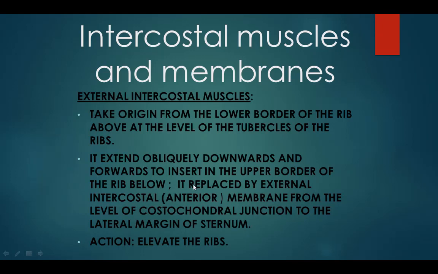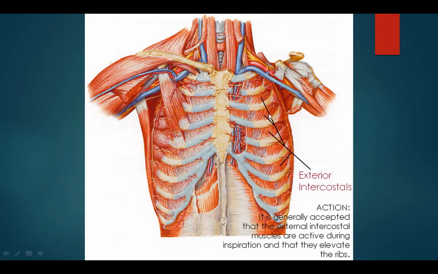It's replaced anteriorly by the external intercostal membrane. So it doesn't reach the sternum; it's replaced by a membrane, which we call the external intercostal membrane, at the level of the costochondral junction. Its action is to elevate the rib. So here, this is the external intercostal muscle. It's running downward and forward from posterior until the level of the junction between the rib and the costal cartilage. So the muscle stops here and is then replaced by an aponeurosis or membrane.